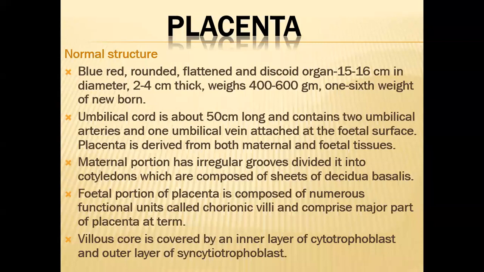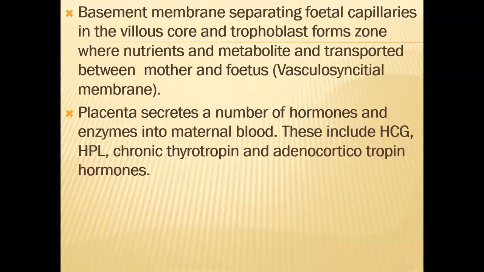The fetal portion of the placenta is composed of numerous functional units called chorionic villi and comprises the major part of the placenta at term. As you know, villi are covered by an inner layer of cytotrophoblast and an outer layer of syncytial trophoblast. The basement membrane separating fetal capillaries in the villous core and the trophoblast form a zone where nutrients and metabolites are transported between mother and fetus. The other name for this junction is the vasculosyncytial membrane. It is known as the placental barrier.